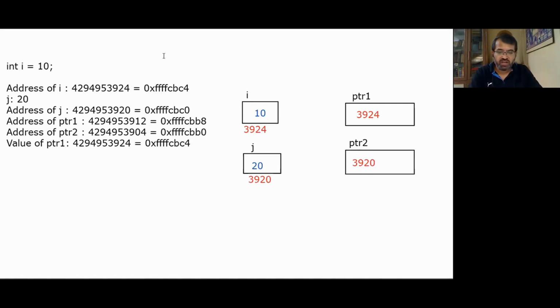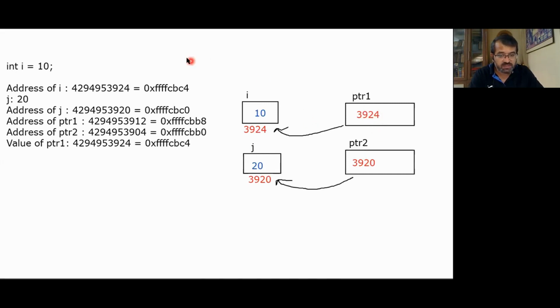We have a pointer variable called PTR1, and that's storing the address of variable I. We have pointer variable PTR2 that's storing the address of variable J. So normal variables are storing values. Pointer variables are storing addresses.